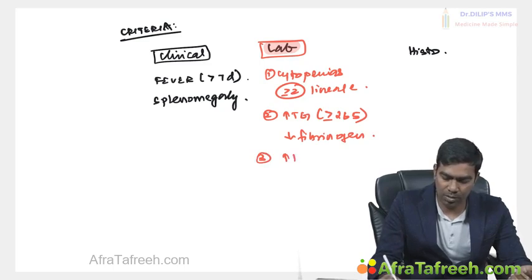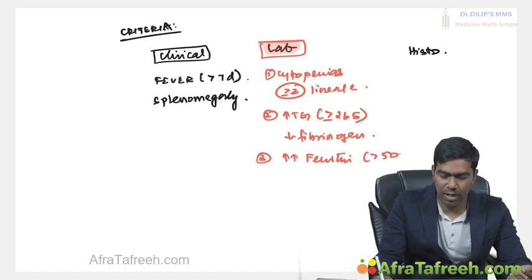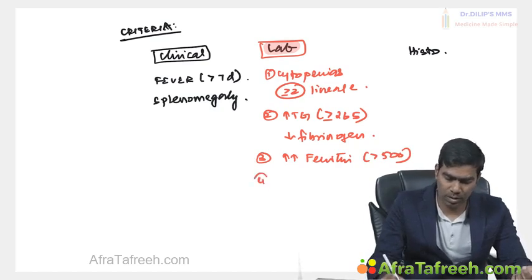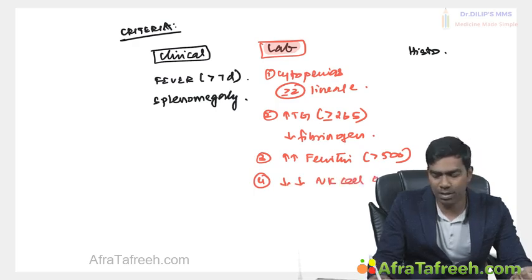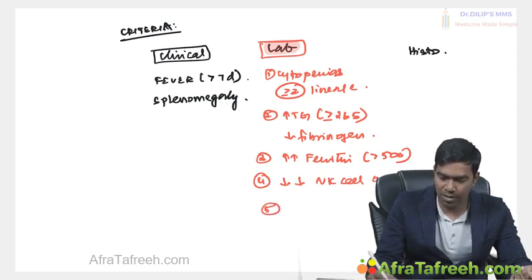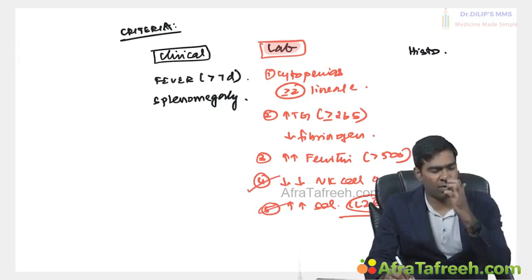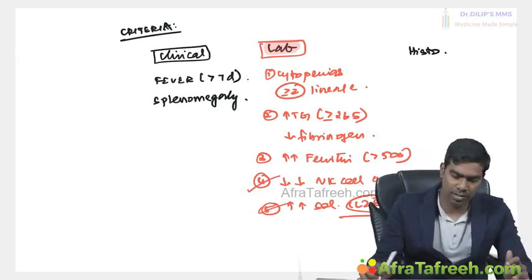Number three, you will have a very high ferritin. By definition, it should be more than 500, but I have seen levels up to 30,000-40,000 also. Number four, there will be reduced NK cell activity, even though it is given in the criteria, it's very difficult to find out in real practice. And fifth one, also very difficult to find in real practice, is very high levels of soluble interleukin-2 receptor in the blood. That is nothing but CD25. So again, this is very difficult to find. These two are very difficult to find out in real practice, but other things you can find out easily.